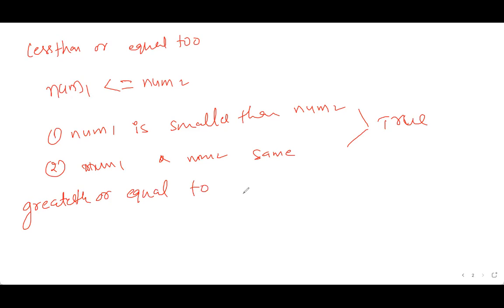Meanwhile, we have the sixth operator, which is greater than or equal to. Again we have two operators, the greater than symbol and the equal symbol, which we have to combine. So here also you should have two numbers, number 1 greater than or equal to number 2.